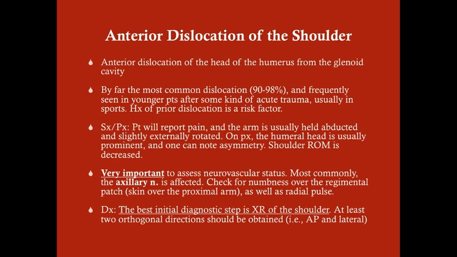And of course, you're also going to be checking the radial pulse, just because the brachial artery runs in that area too. But particularly, it's important to document these things, because when you go to relocate the shoulder to externally reduce the shoulder back into its normal position, if the patient were to come back and say, "Doc, I've got this numbness on my shoulder," you want to be able to show that the numbness had already been there and that you didn't do it because of your treatment.